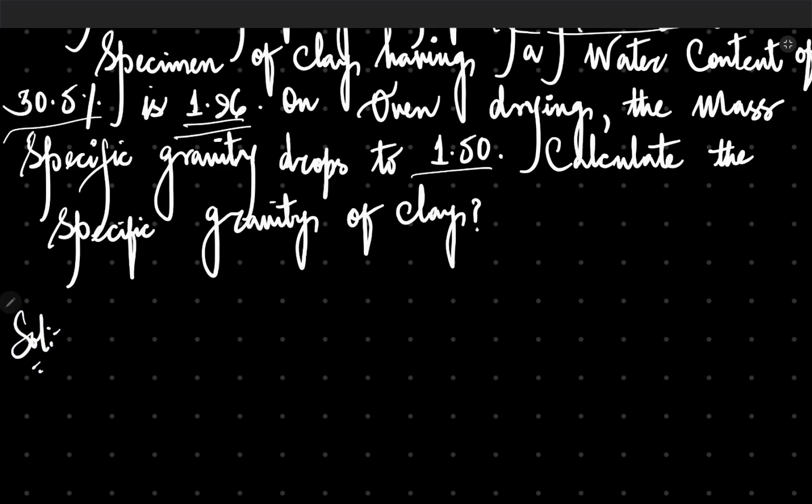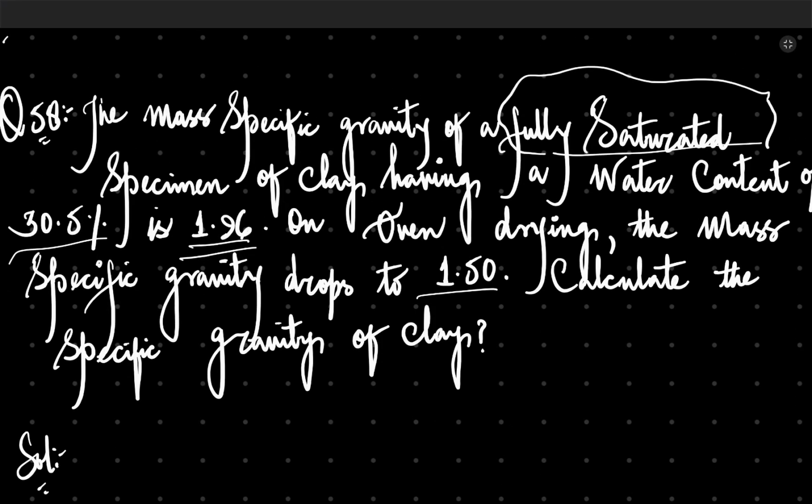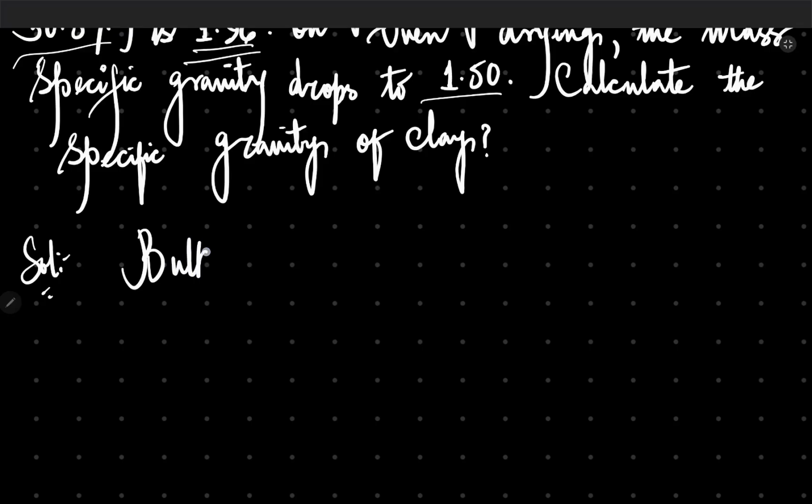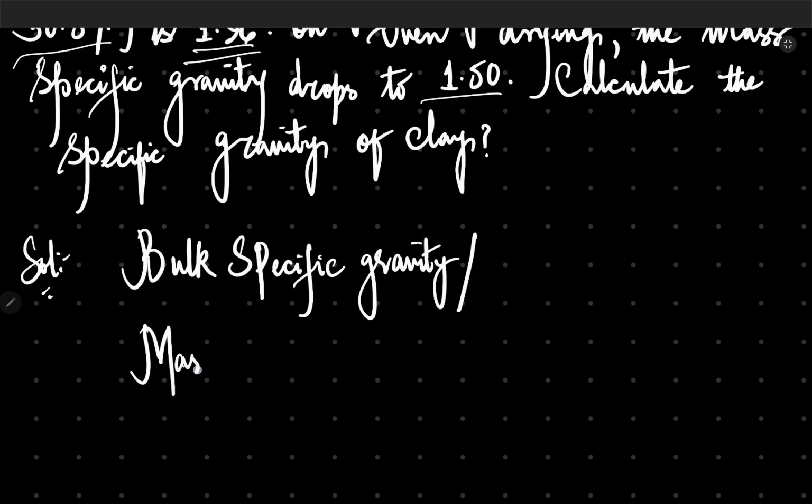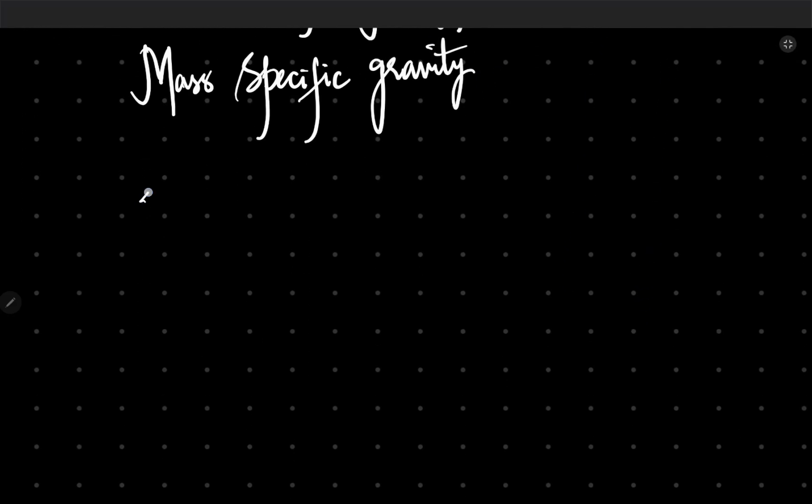The question says the mass specific gravity of a fully saturated specimen of clay having a water content of 30.5% is 1.96. That means the bulk specific gravity, or the mass specific gravity, is given by G subscript M, which is the bulk density of the soil sample divided by the unit weight of the water.